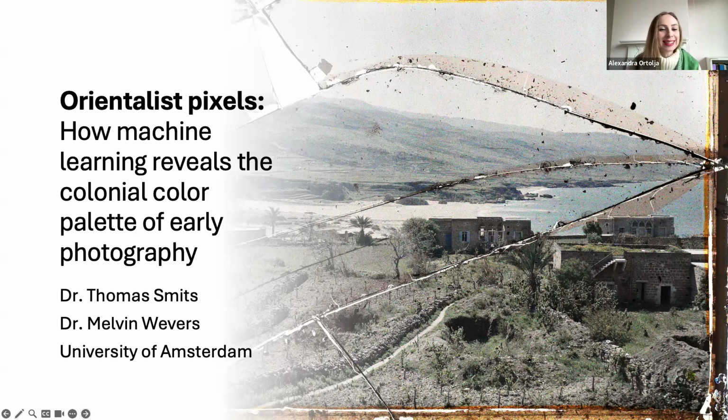Now, the paper for today is entitled Orientalist Pixels, How Machine Learning Reveals the Colonial Color Palette of Early Photography. And so I will pass over to our wonderful speakers for today and see you on the other side for questions.